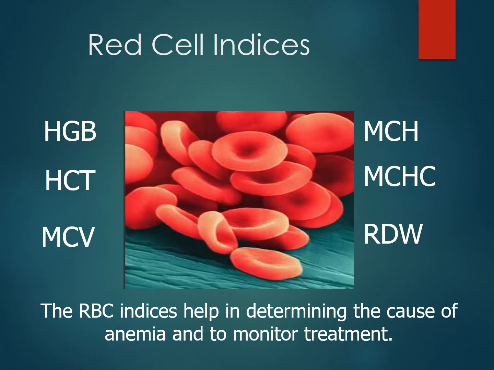Okay, now I really want to go into a little more detail about those red blood cell indices that we talked about a little earlier when we were talking about red blood cell morphology, etc. So the red blood cell indices that we have are going to be first and foremost hemoglobin. Next we have hematocrit. Then we have MCV, we have MCH, we have MCHC, and then we have the RDW. Now, these red blood cell indices can help us to determine the cause of anemia and to monitor the treatment.